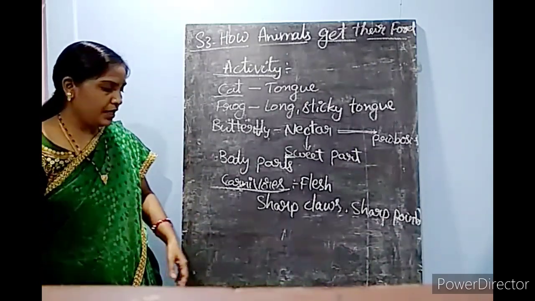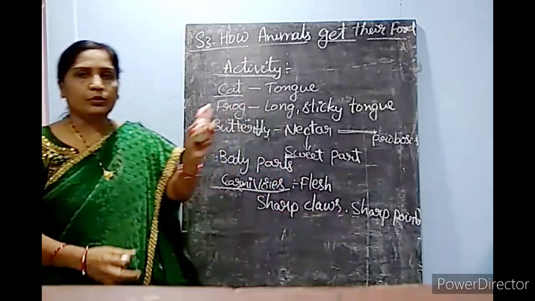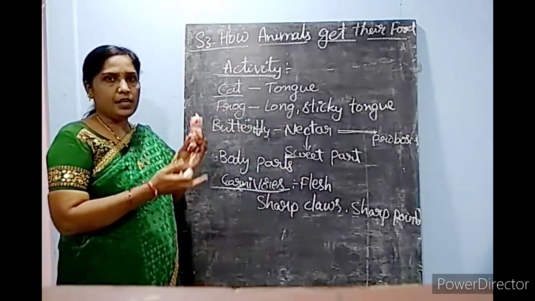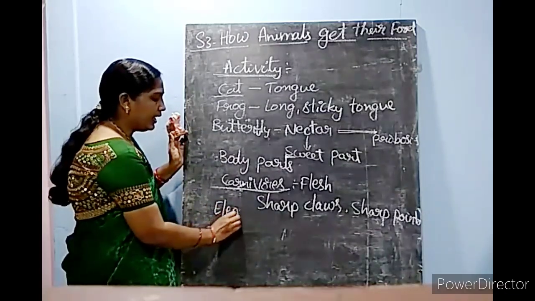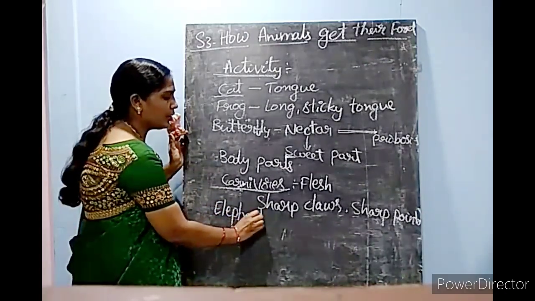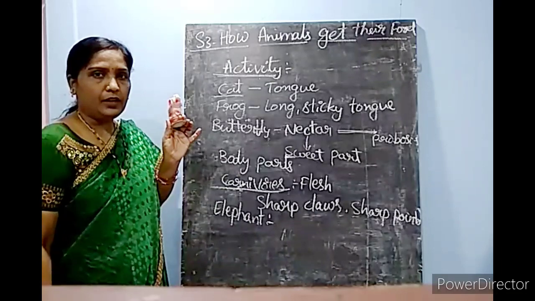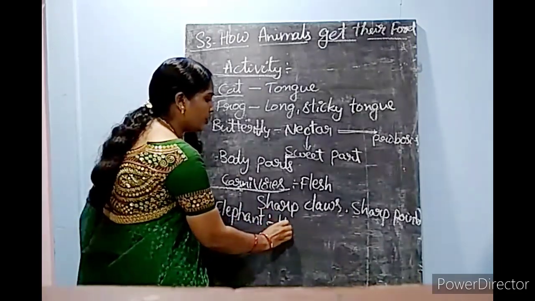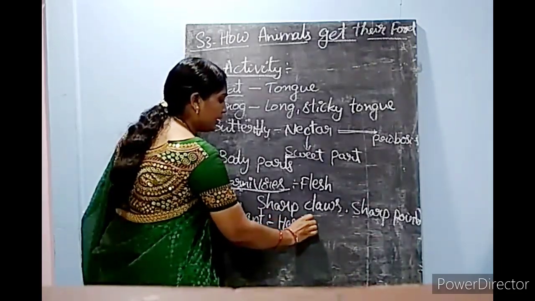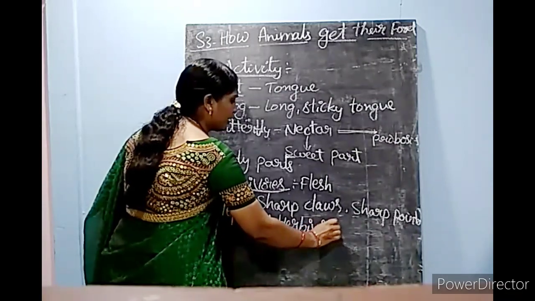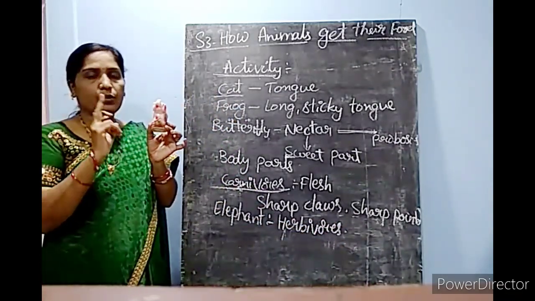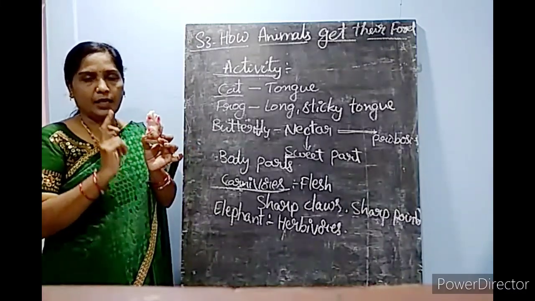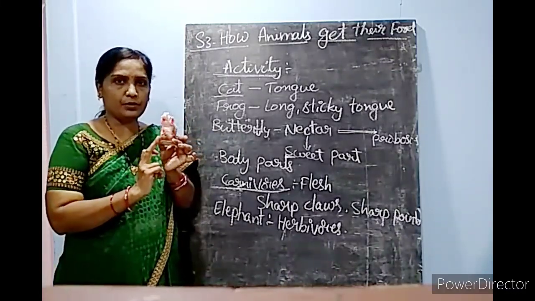Right? Now see this animal, children. Which animal toy is it? It's an elephant. Yesterday we discussed which group the elephant comes under. Elephant comes under the herbivores group. Why does it come under herbivores? Because all herbivores eat plants. So all plant-eating animals come under the herbivores group.